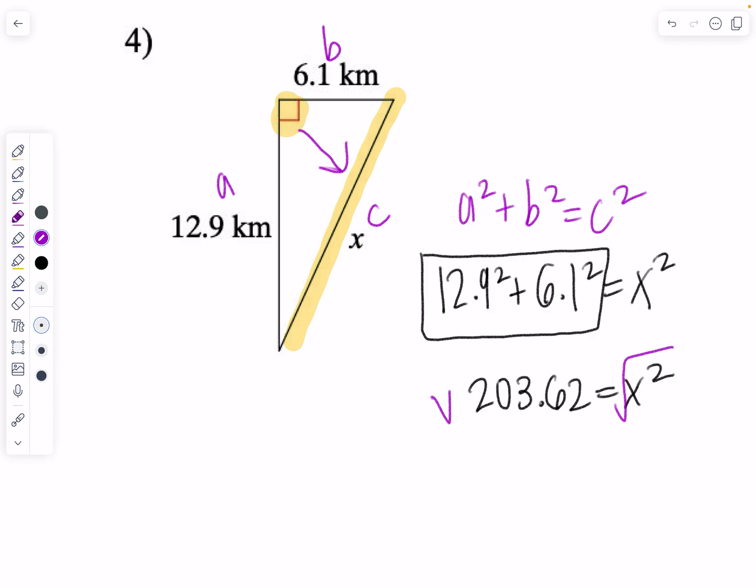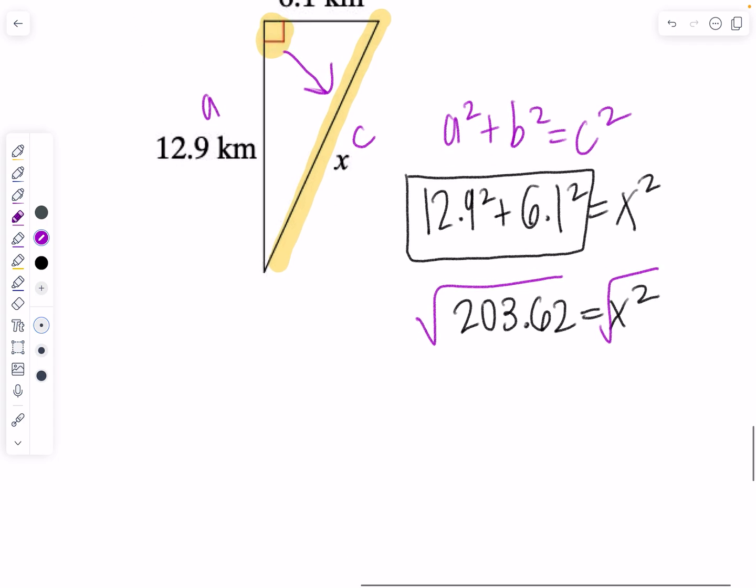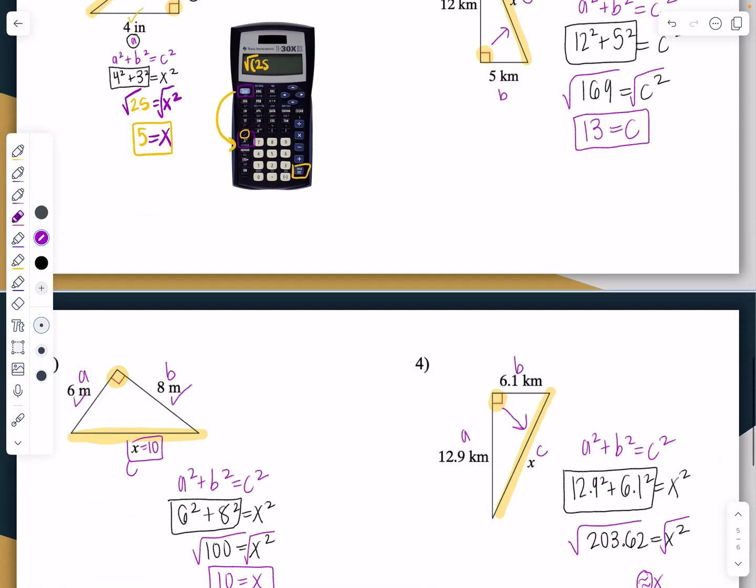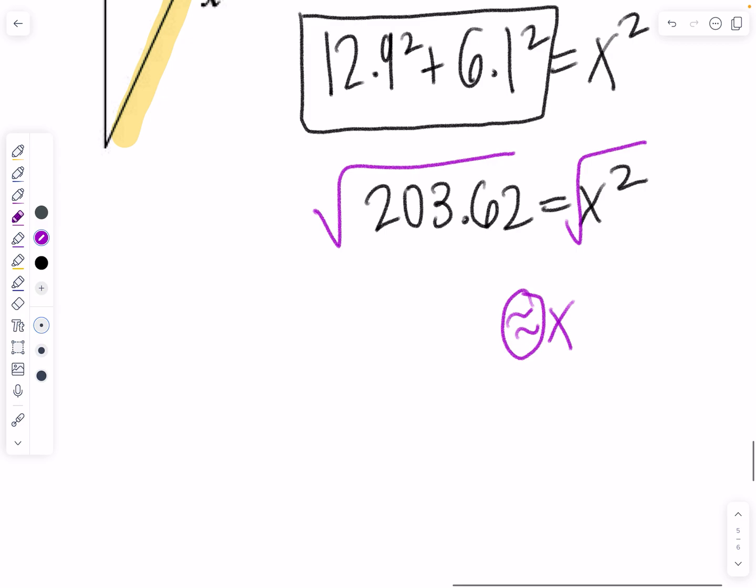And then we take the square root of both of those sides. So what is the square root of 203.62? It says to round it to the nearest tenth. This just means I'm rounding it. What does it say to round? I think the nearest tenth, yes. So the nearest tenth is 1 after the decimal.